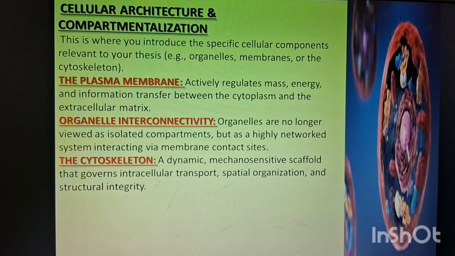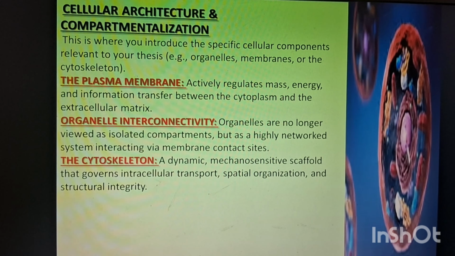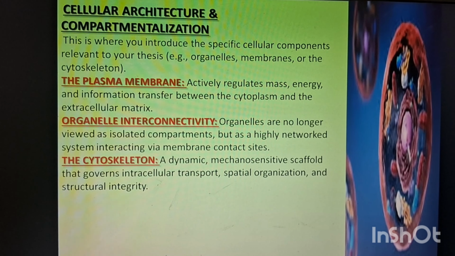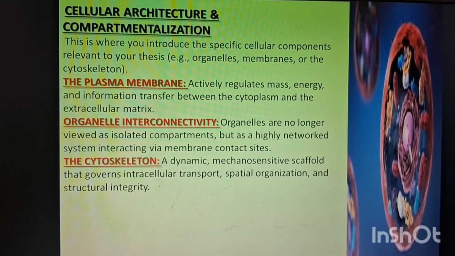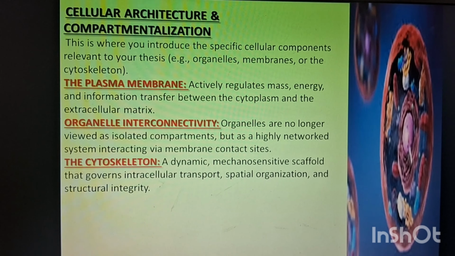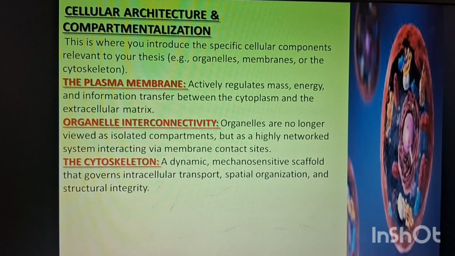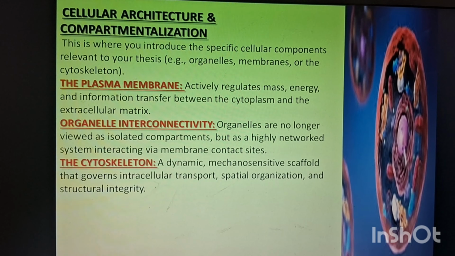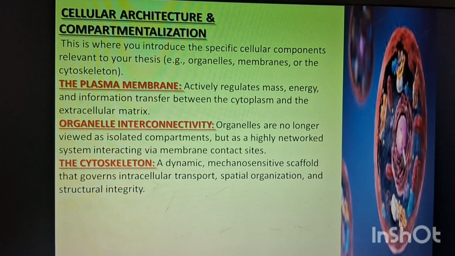Next, cellular architecture and compartmentalization. This is where you introduce the specific cellular components relevant to your thesis. The first is the plasma membrane. It actively regulates mass, energy and information transfer between the cytoplasm and the extracellular matrix.